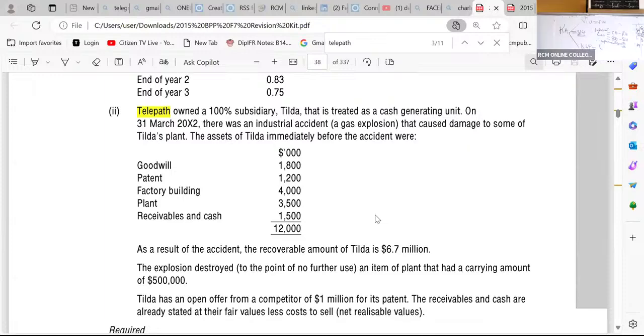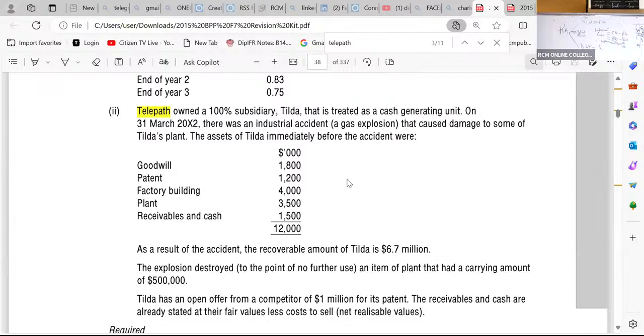So now we are doing Question 2. Question 2 is about cash generating unit. Telepath owned 100% subsidiary Tilda that is treated as a cash generating unit. On 31st March X2, there was an industrial accident, a gas explosion, that caused damage to some of Tilda's plant. The assets of Tilda immediately before the accident were, so the old carrying amounts were like that.